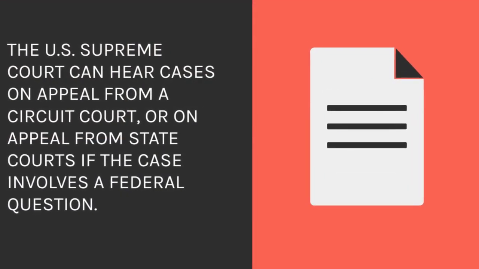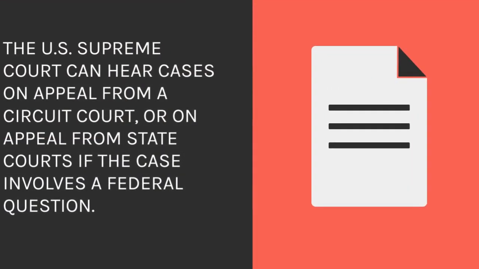The U.S. Supreme Court can hear cases on appeal from a circuit court or on appeal from state courts if the case involves a federal question. It can also hear certain types of cases of first instance. We'll discuss those later.